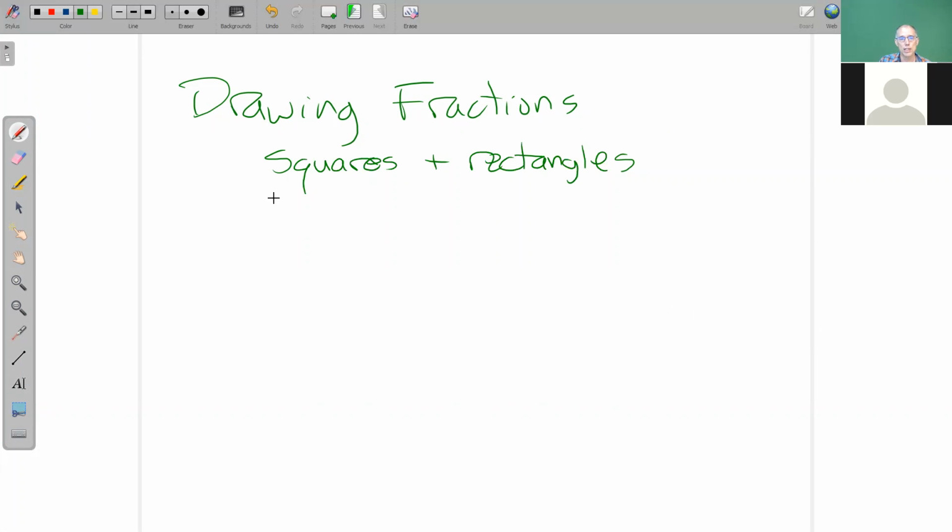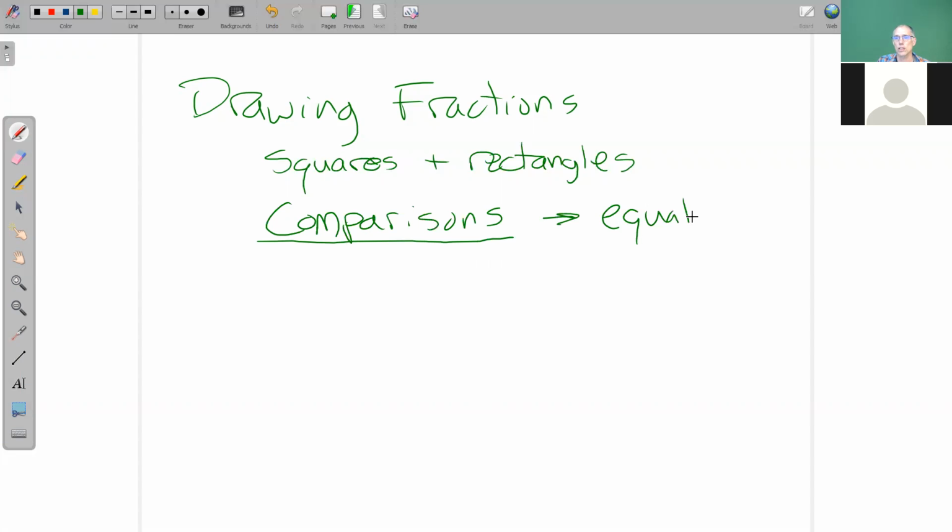So for example, I'm gonna do some comparisons here with drawings. And we can make these drawings and show that two fractions are either equal or not equal. So these comparisons are getting at the idea of equality of fractions and the idea of inequality. It's not everything's equal. So let's start off with an inequality. So I want to compare 1/2 versus 1/3.